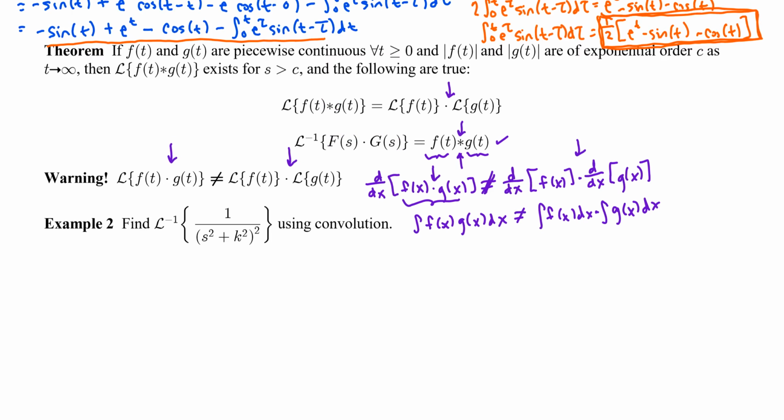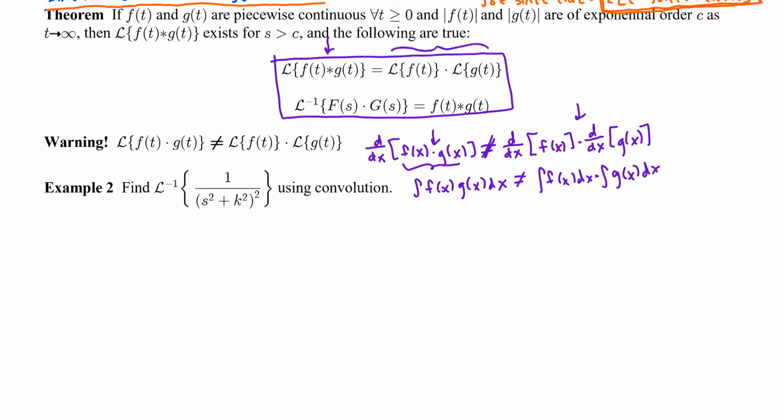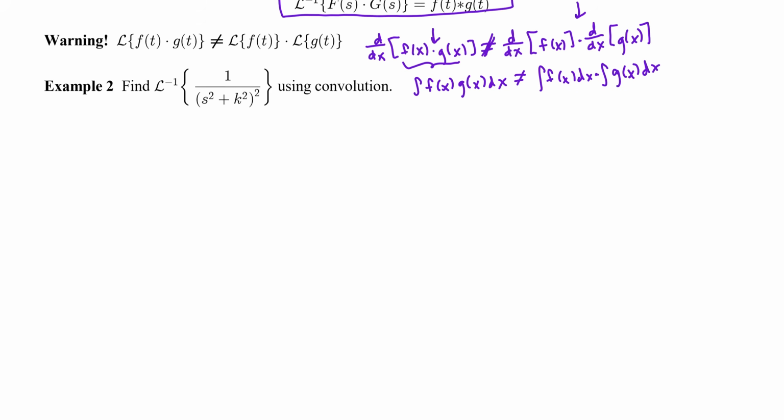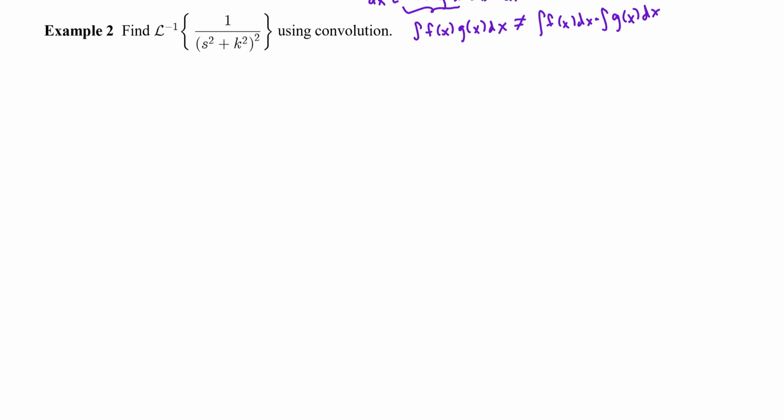So let me clean this up so we can see that theorem. We're going to use this property. And again, think of it like a real fancy product rule. If you're going to find the derivative of the product of two functions, you've got the product rule to do it. If you're going to find the Laplace transform of the convolution of two functions, here's the rule for carrying that out. Okay, enough talk. Let's give it a try.